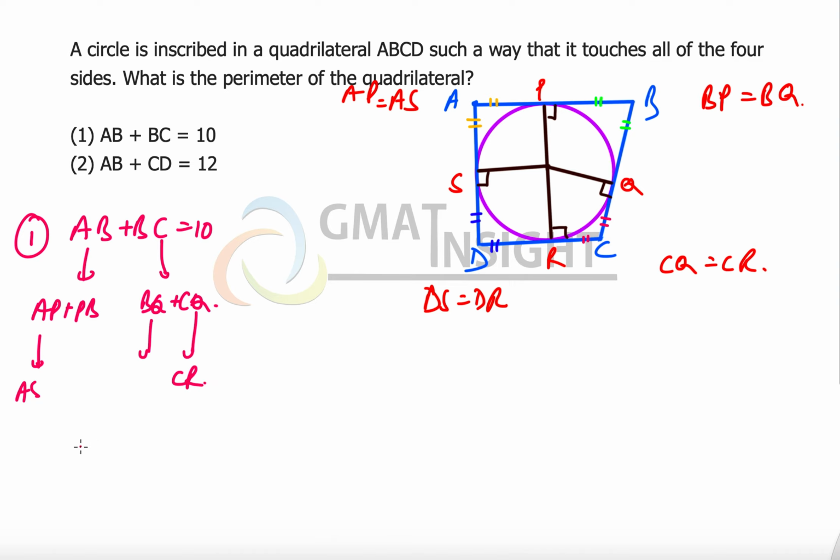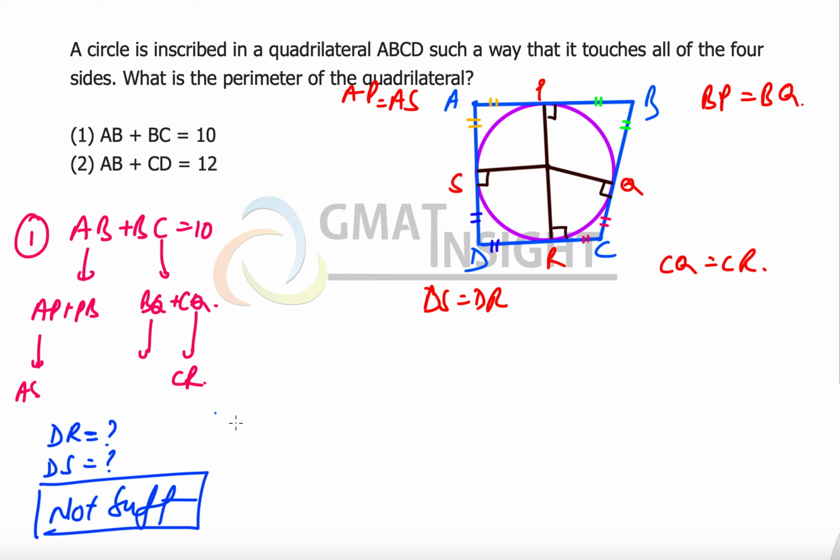Now what we are left with is, neither do we know the length of DR, nor do we know the length of DS. DR and DS are going to be equal, but since we don't know their lengths, that is the reason why we say that the first statement is not sufficient to answer the question. So option A and option D can be eliminated. Now we are left with three options, option B, C, and E.